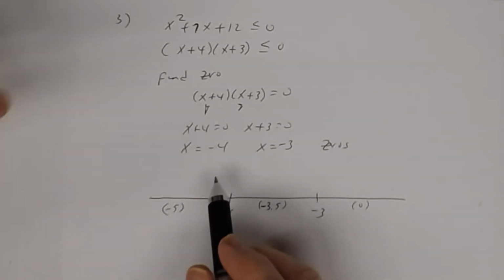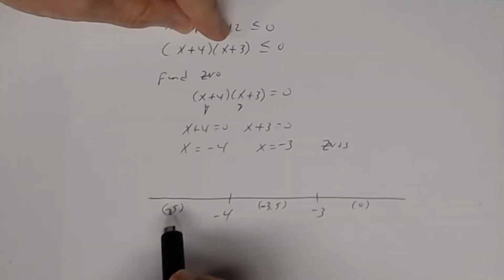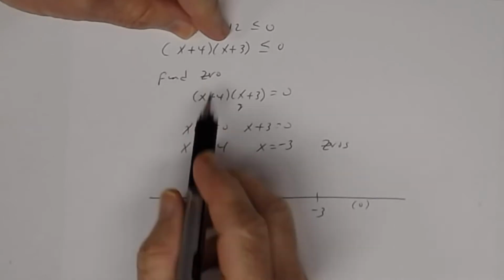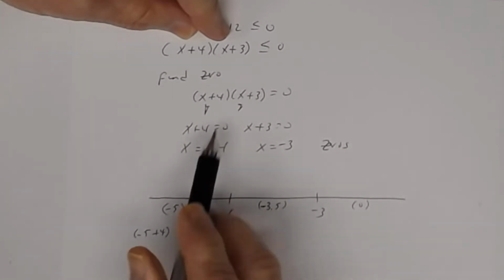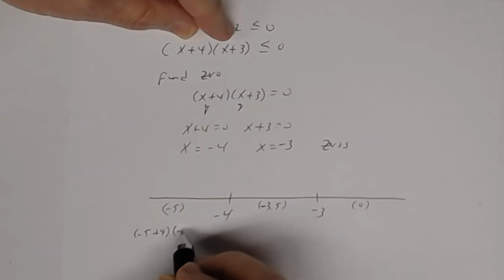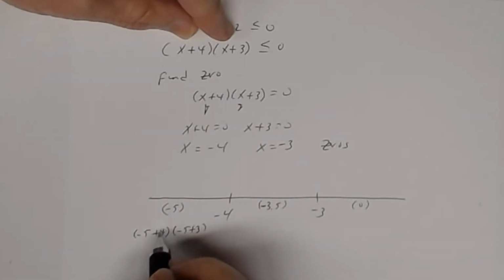And so since your test point's negative 5, you're going to put that here: negative 5 plus 4 times negative 5 plus 3. All right, and then looking at this factor, negative 5 plus 4 is a negative 1, so that's negative. Negative 5 plus 3 is a negative 2, that's negative.